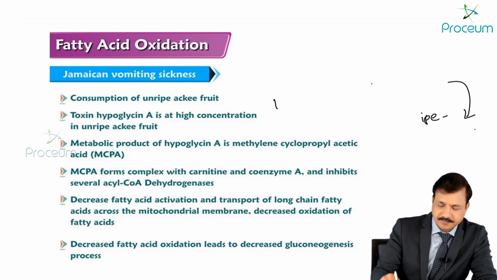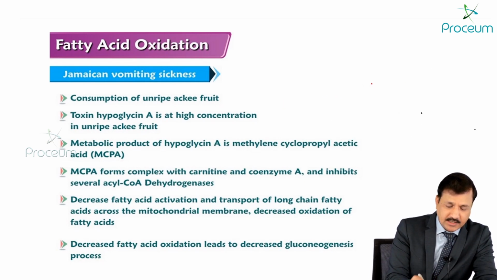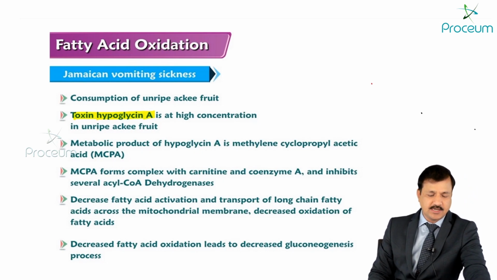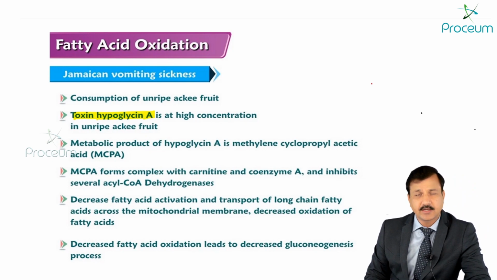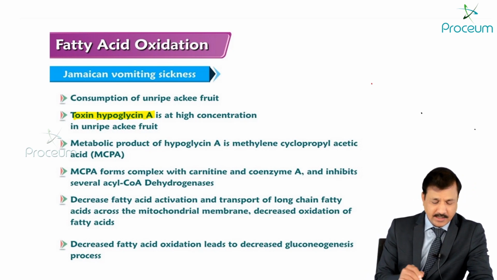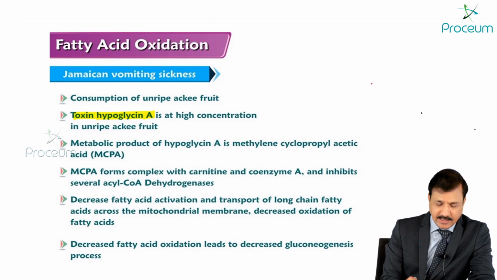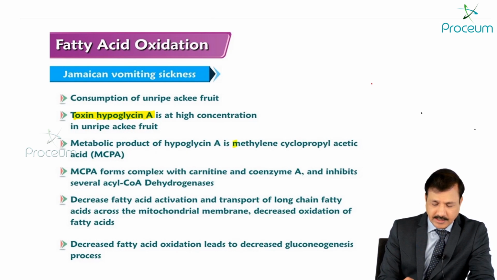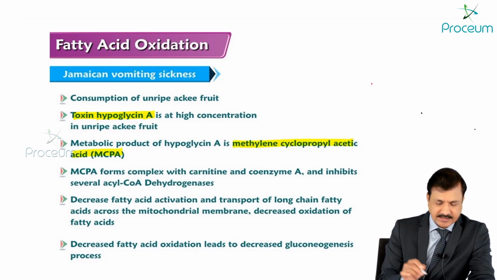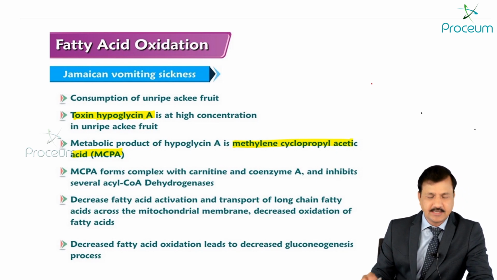Now let's see what will happen if a person consumes unripe ackee fruit, especially the flesh. What happens? Toxic hypoglycin A, which is at high concentration in unripe ackee fruit, will enter into the body, and in the body hypoglycin A is converted into methylene cyclopropyl acetic acid. That's a product of hypoglycin A.